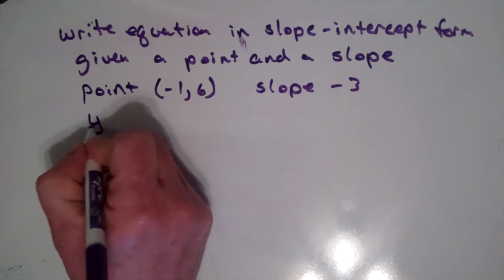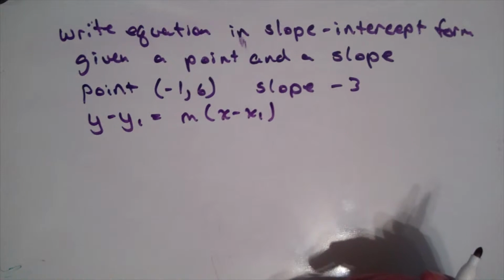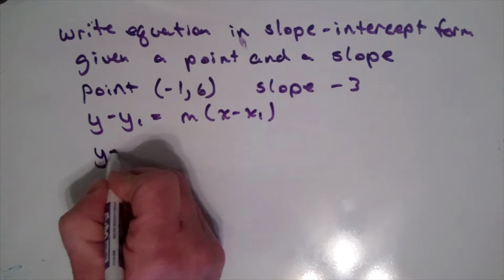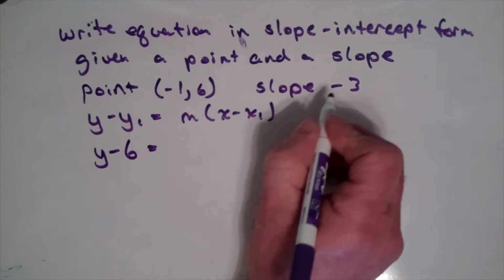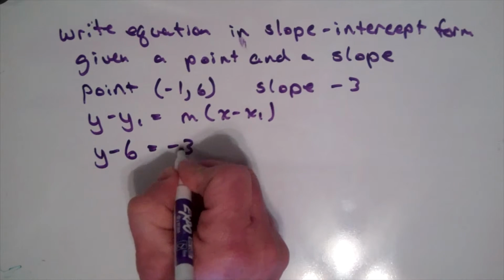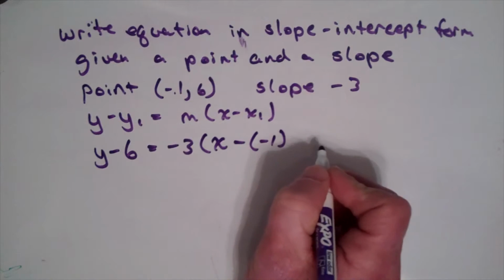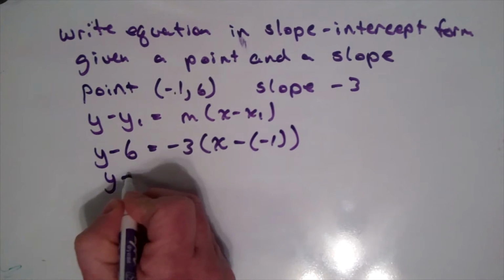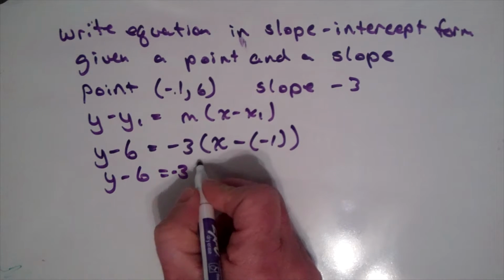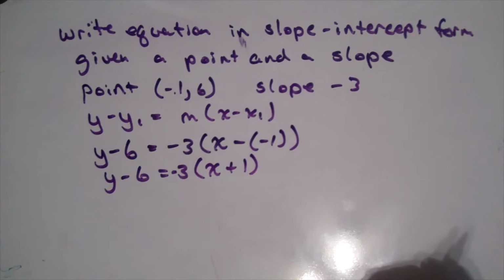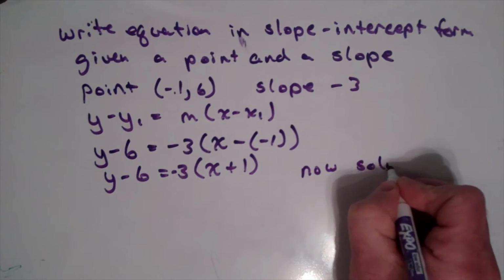So the first thing I'm going to do is put it into point-slope form, which is y minus y1 equals m times x minus x1. And now I can substitute in the pieces that I need. So y minus 6 equals -3 times x minus -1. So let's just put this all together. Y minus 6 equals -3 times x minus -1, which is x plus 1. Now that's point-slope form, but they want it in slope-intercept form.